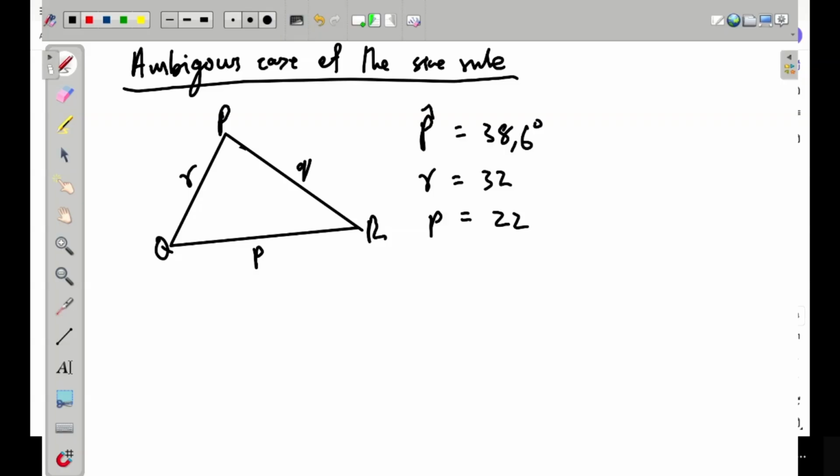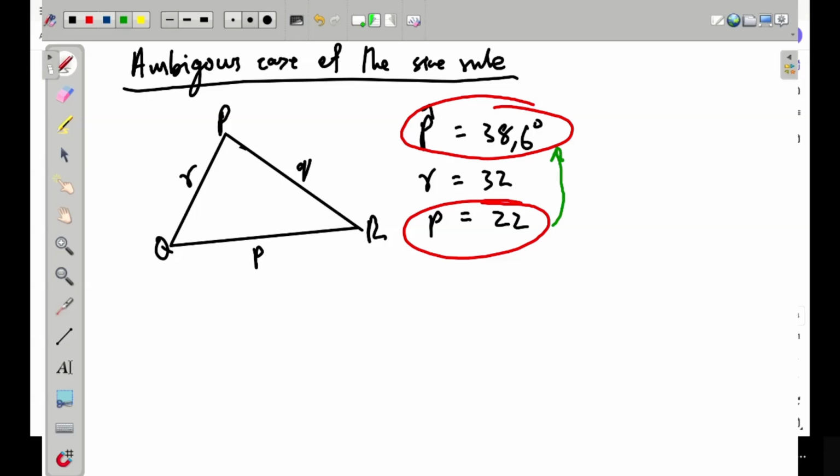So it is very key to note that the small letter p is the side opposite to that given angle. So whenever the side opposite to the given angle is shorter than one of the other given sides, then you must expect an ambiguous case. In other words, it's possible that we have two triangles under the given conditions, okay?